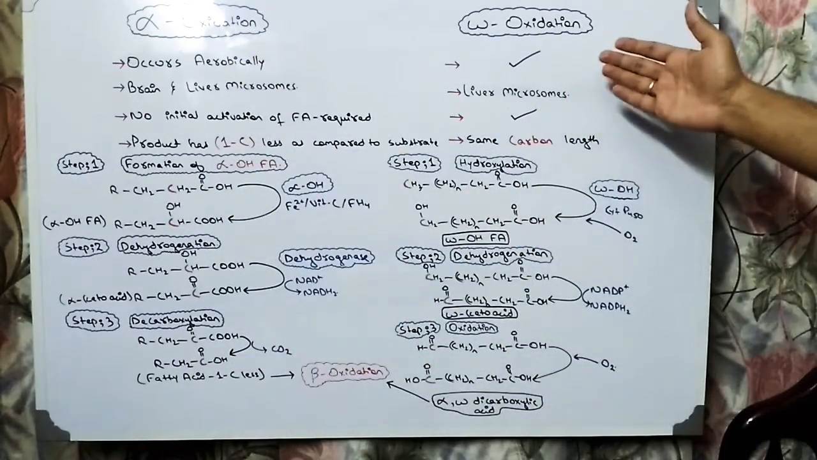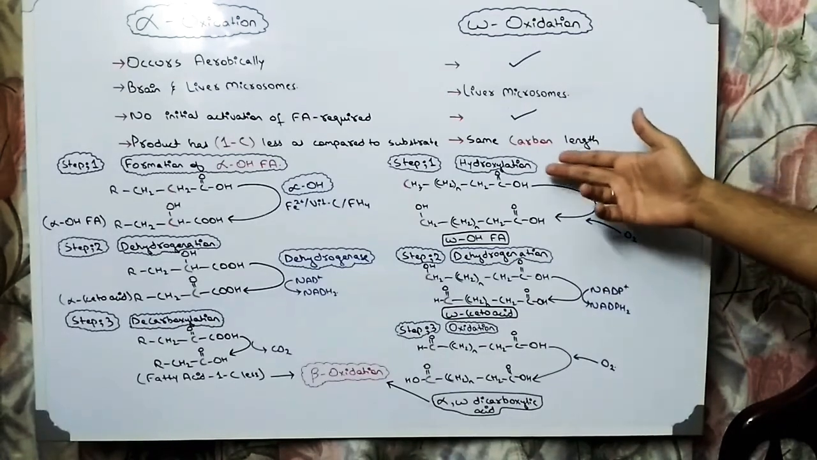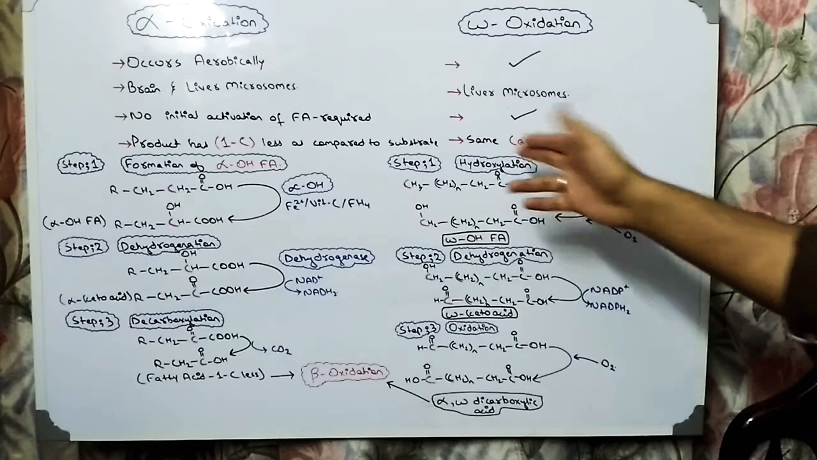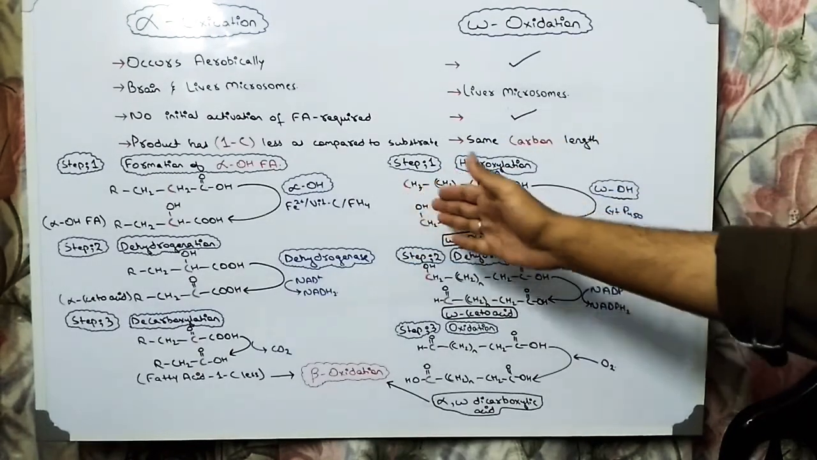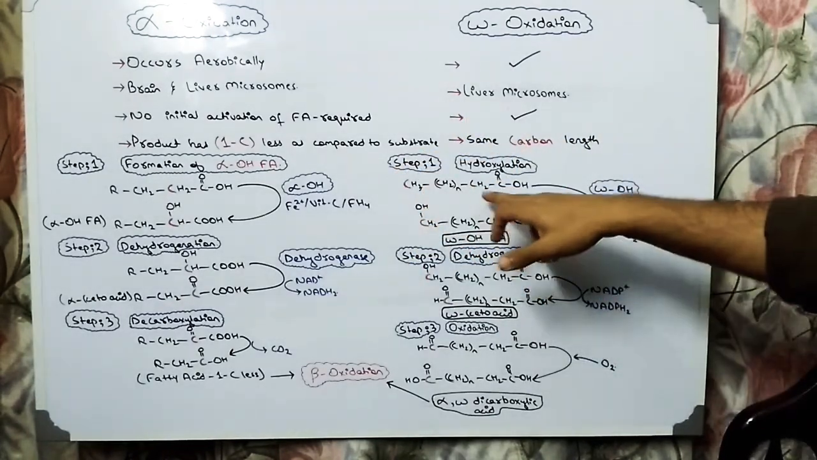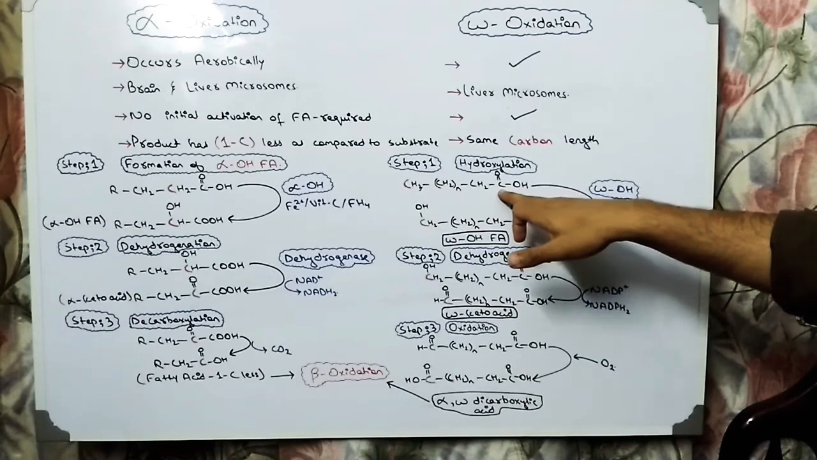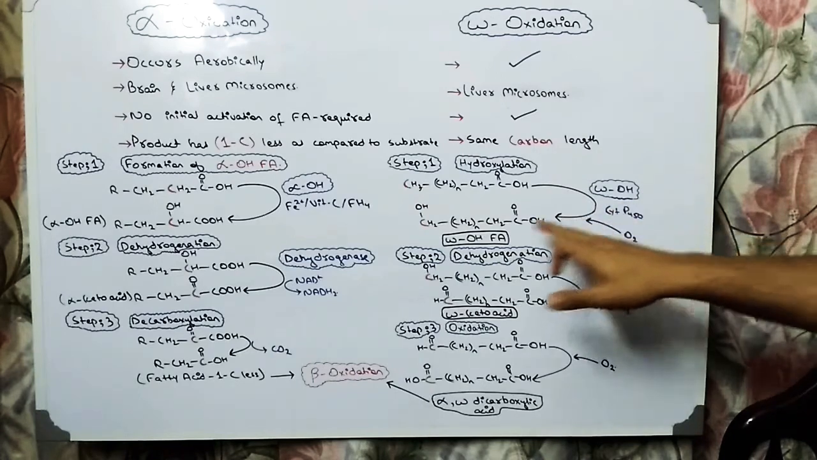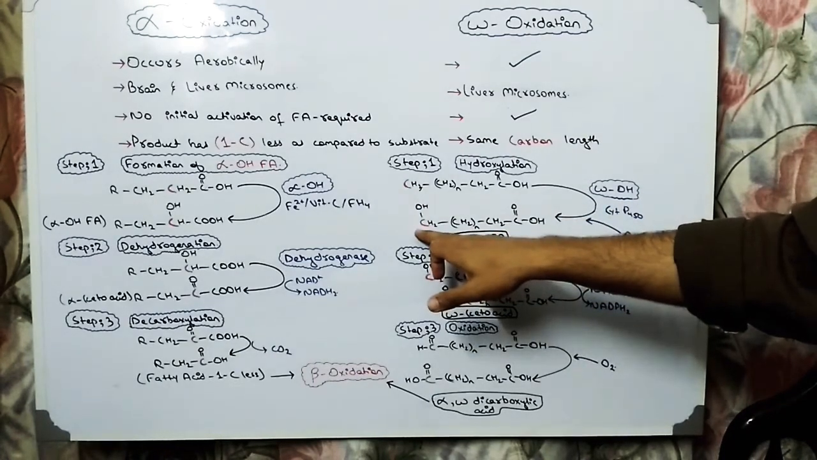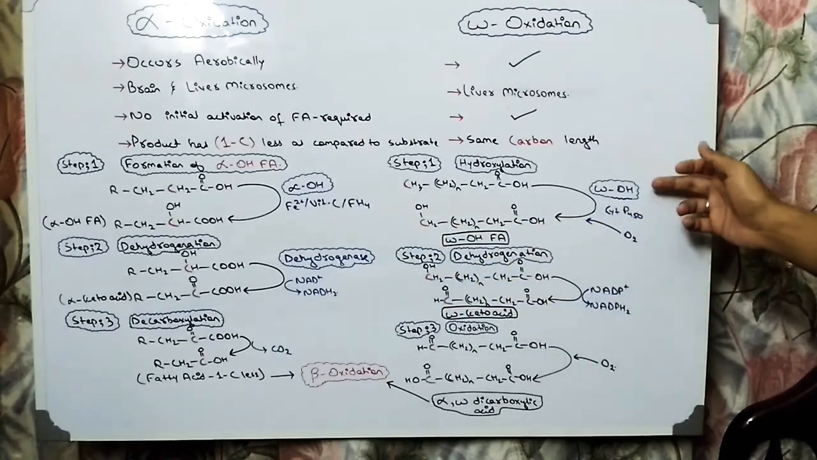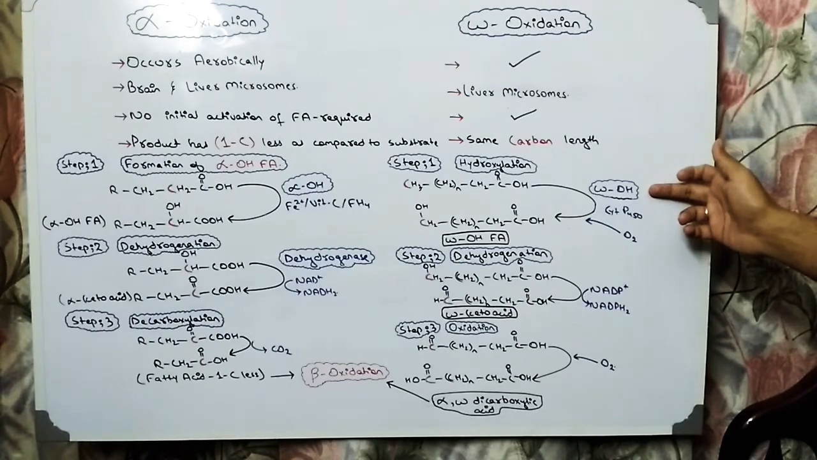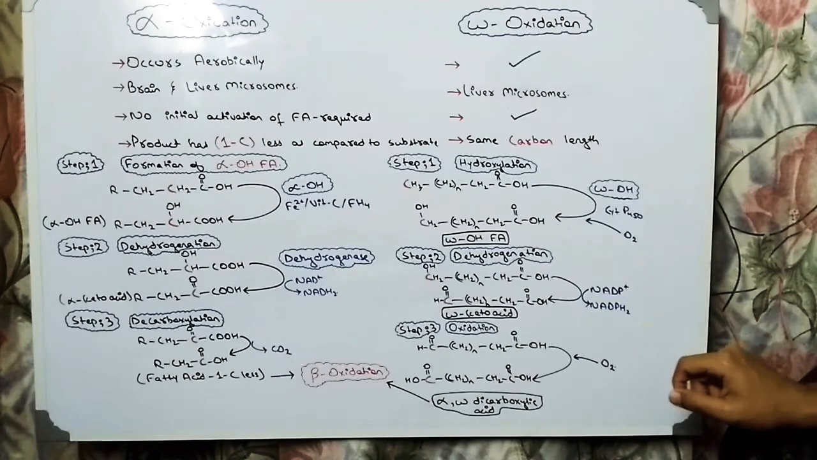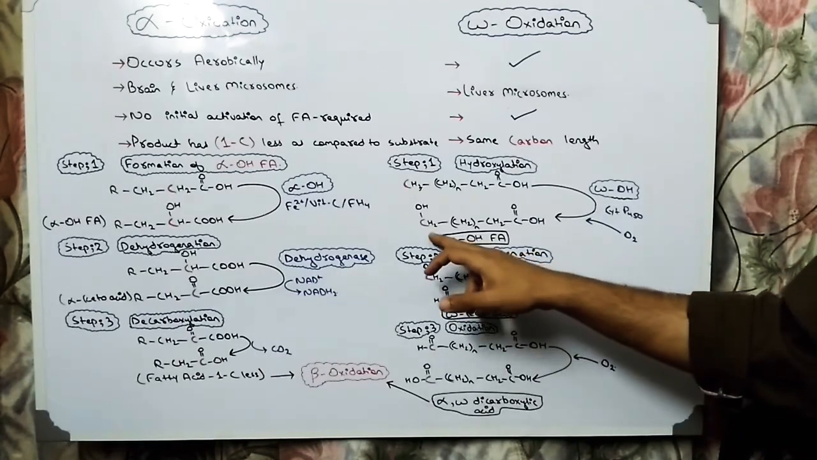Now moving towards omega oxidation, it has the same first step, hydroxylation, but this time it involves the omega carbon. The omega carbon is the last carbon, or the farthest away carbon from the functional group. I highlighted this. So a hydroxyl group would attach to this omega carbon, and this reaction is catalyzed by an omega hydroxylase enzyme, which uses cytochrome P450 and molecular oxygen. It results in an omega hydroxy fatty acid molecule.